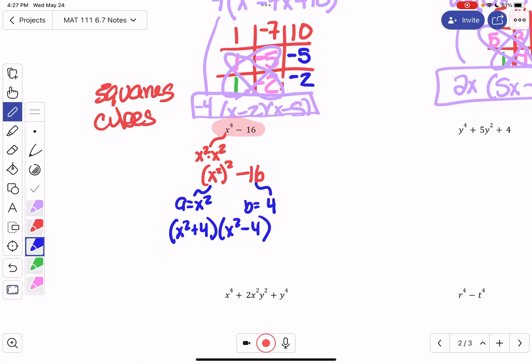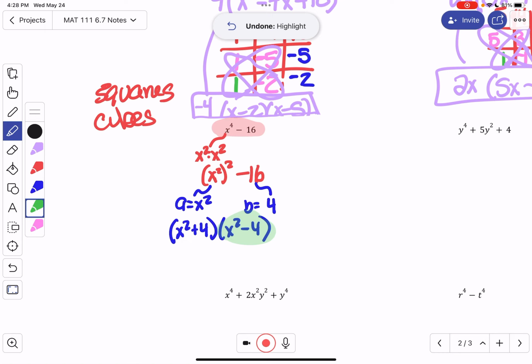Now, because we started with a number that was higher than the squared, we want to check our other ones to see if they can keep factoring. X squared plus 4 is not a difference. There's no minus, so we can't do difference of squares with that one. If we look at this one, x squared minus 4, we have the difference of squares all over again. So we're going to continue.